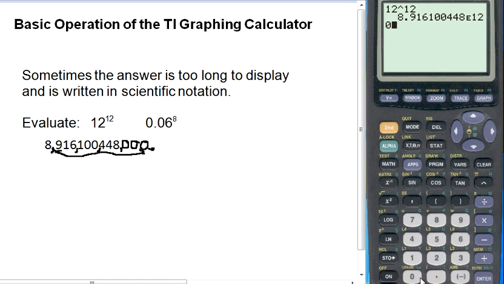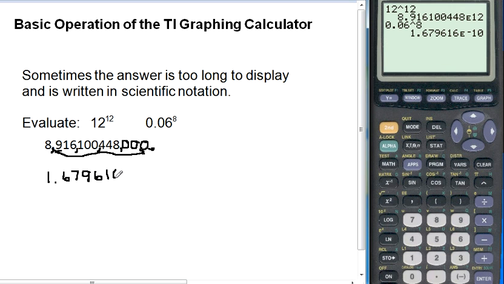Similar thing can happen when you have a fraction to begin with and you're raising it to an exponent. Let's look at this, 0.06, and this is being raised to the 8th power. And these numbers get very tiny very quickly. And we have this number 1.6799616. And it says e to the negative 10.